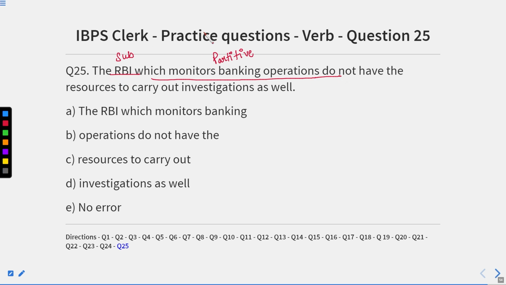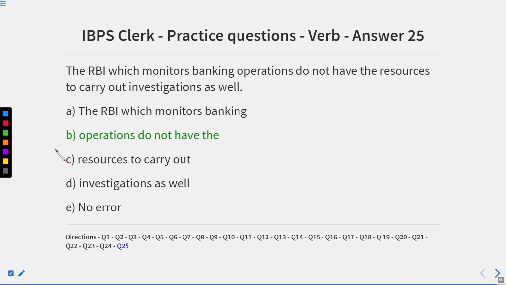Now here RBI, this "do not" should be replaced with "does not". Does not have the resources to carry out investigations as well. Therefore the error is in part B. So our answer is B, where this "do not" should be replaced with "does not".